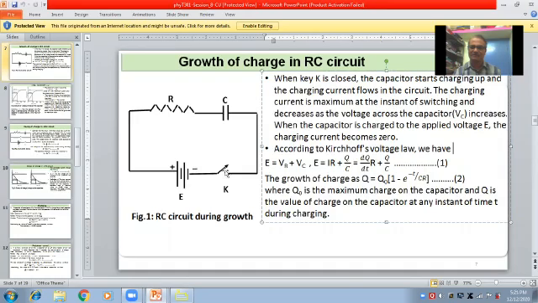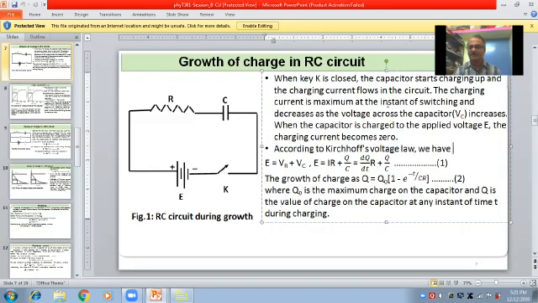So when the key is closed, the current flowing through the circuit, or the current flowing through this capacitor, will be maximum, and as time passes the voltage across the capacitor builds up, and the built-up voltage across the capacitor starts repelling the current, and hence the current goes on decreasing. So this is what happens.